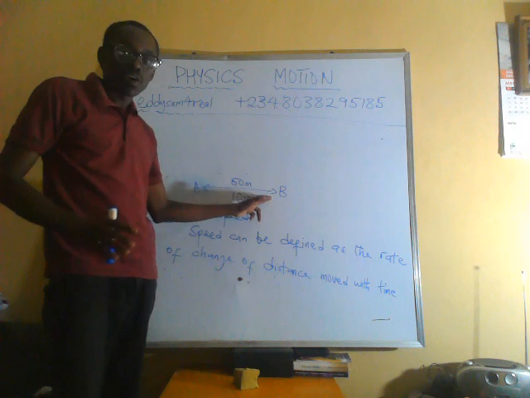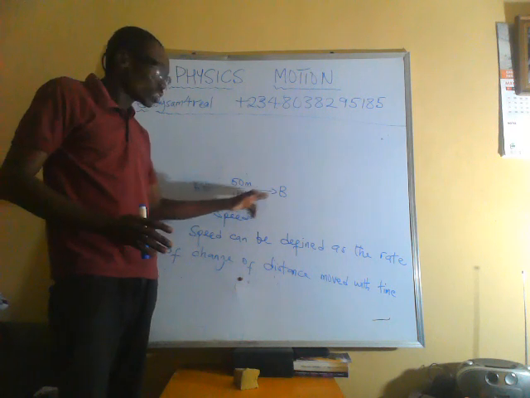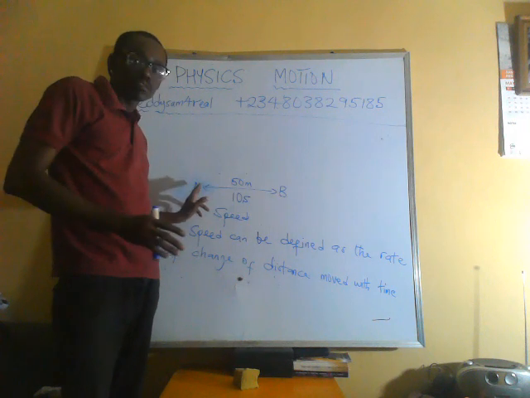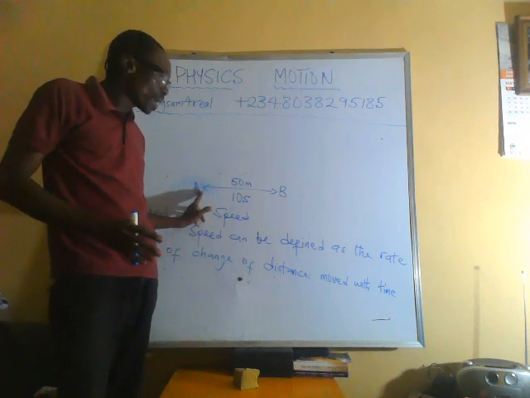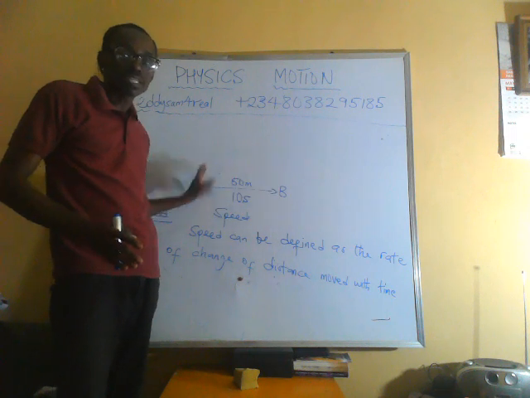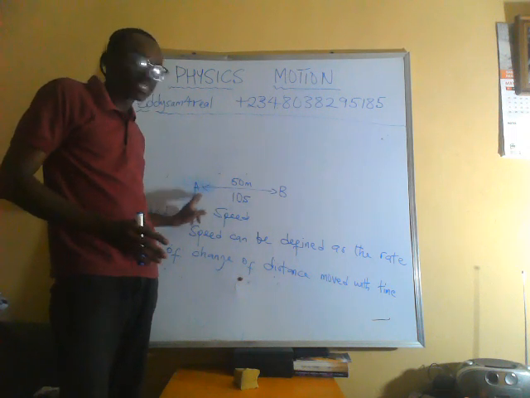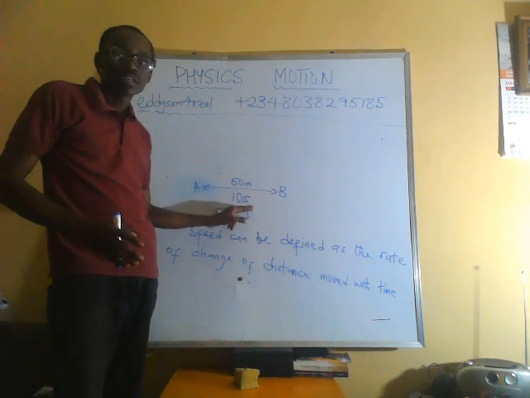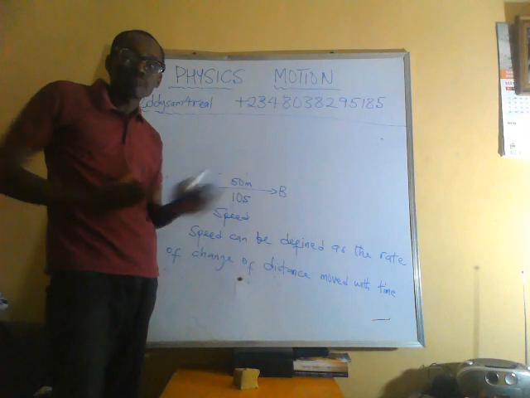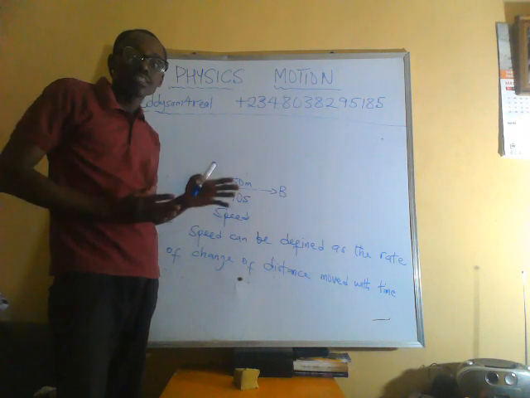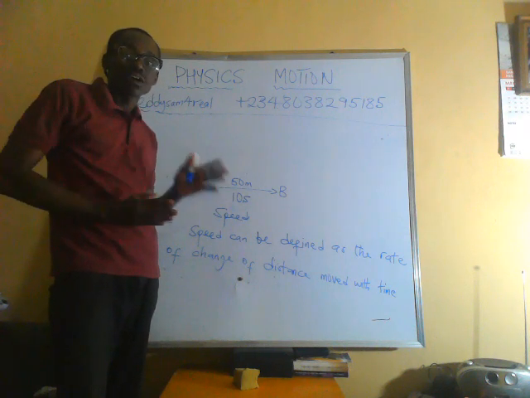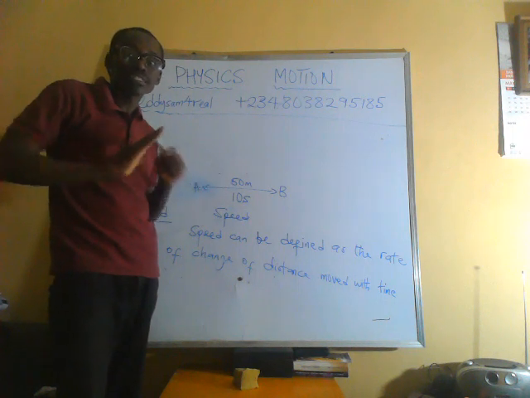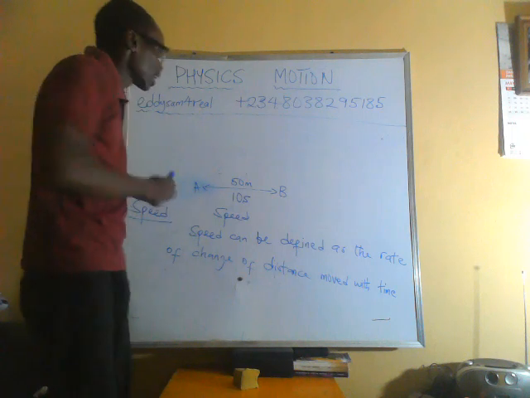Take for instance, in the previous example when we were talking about time, the distance taken to move from A to B was 50 meters, while the time taken to move from A to B was 10 seconds. Now, if we want to compare how distance is changing with time, what we are trying to describe here is the speed. So let's look at that.